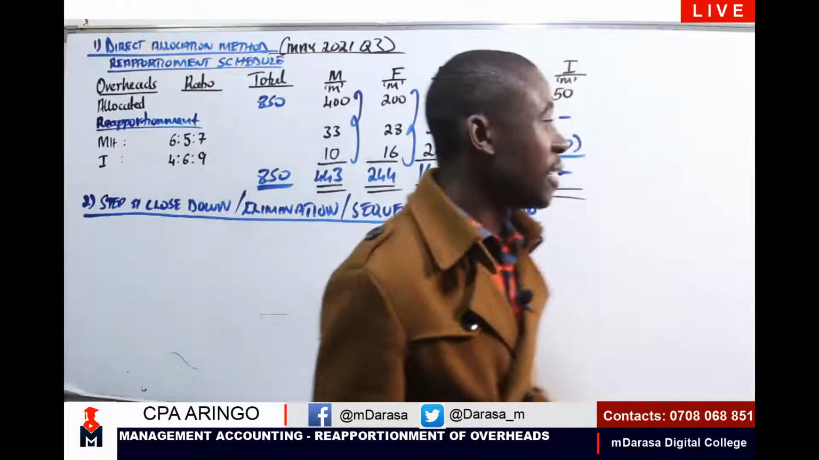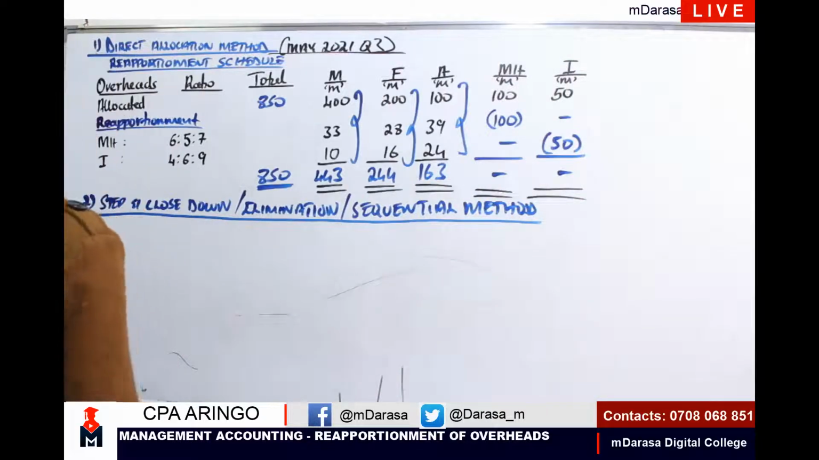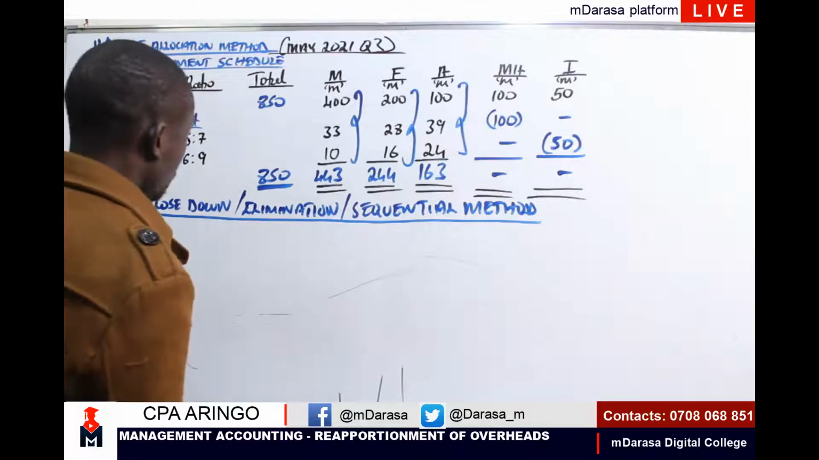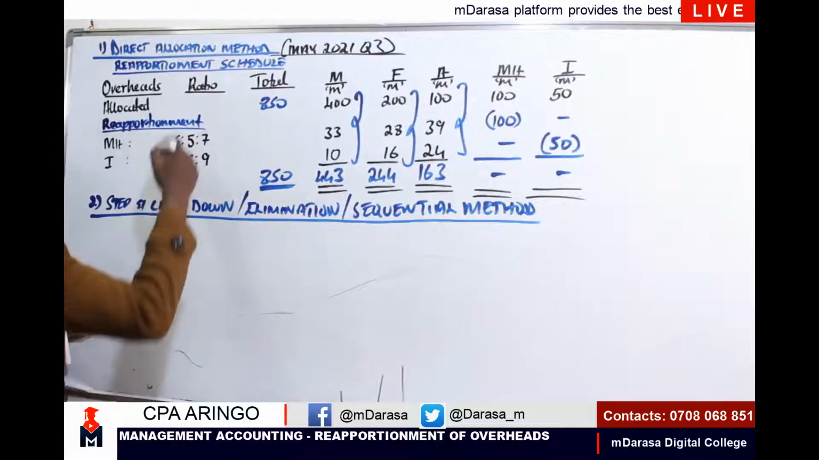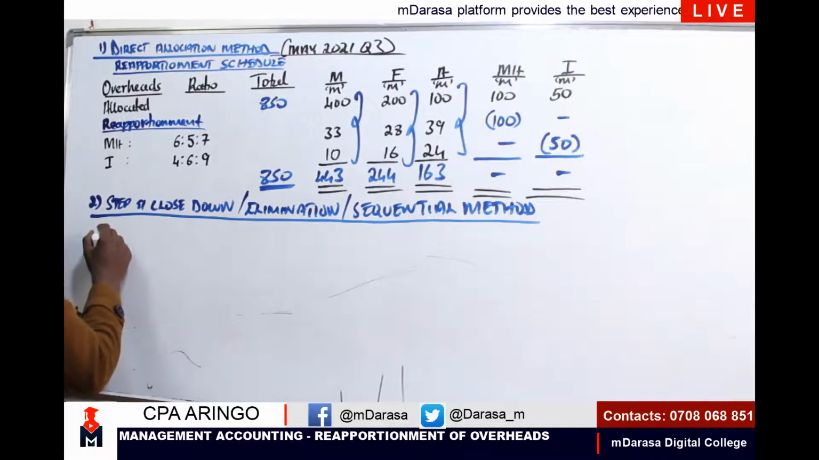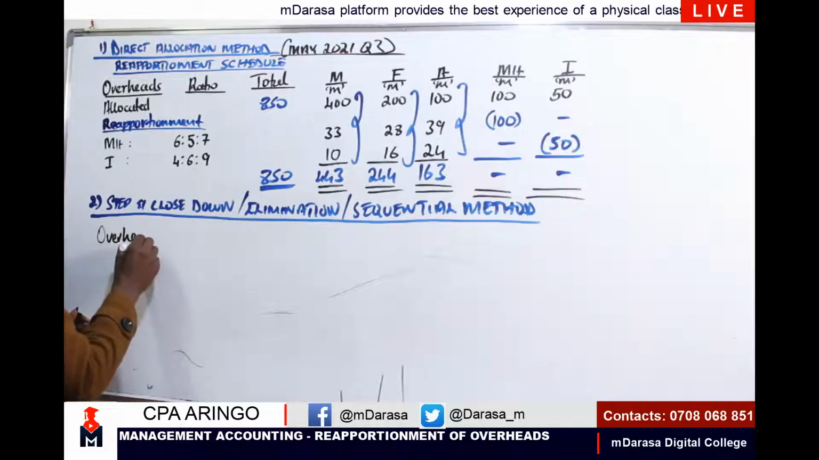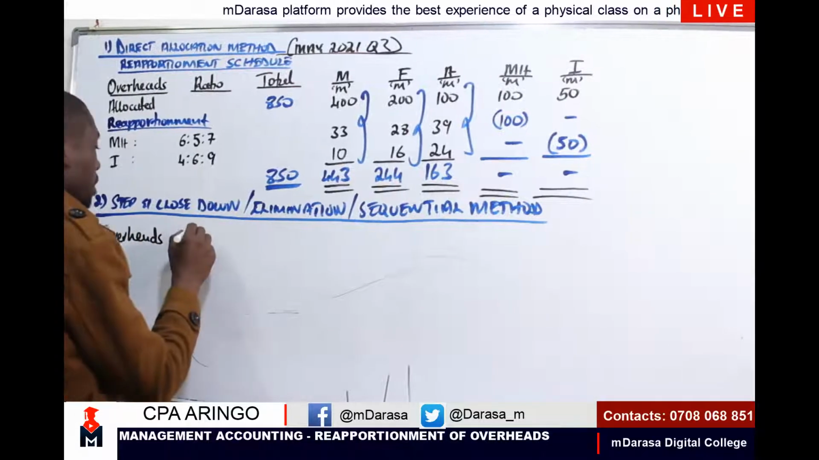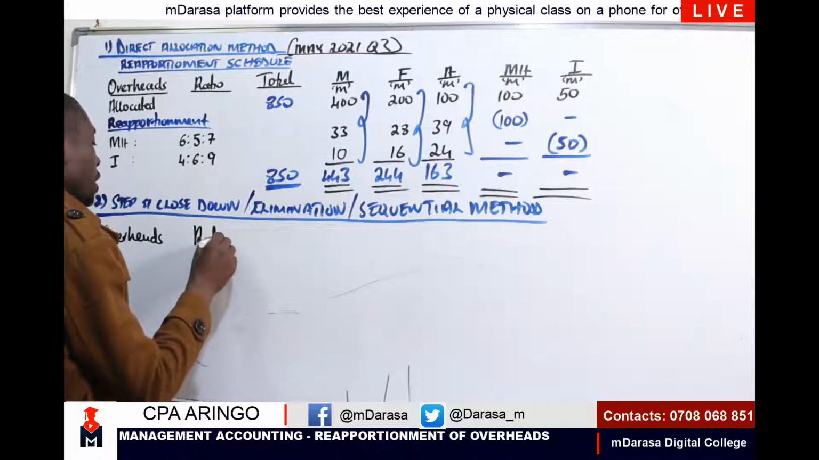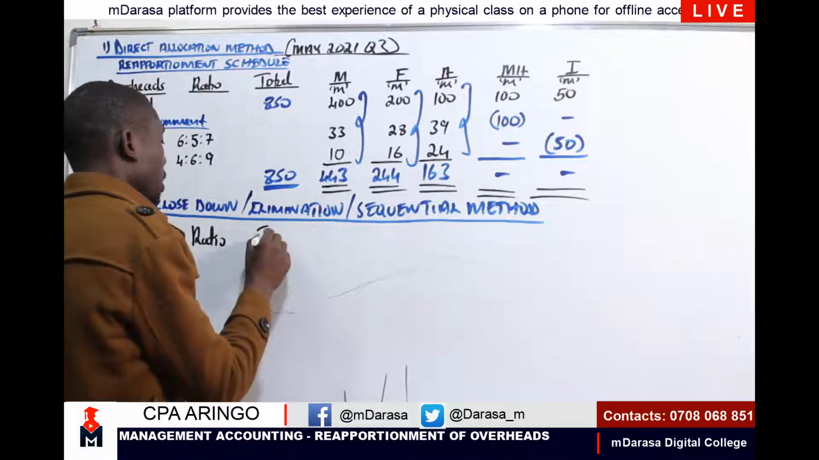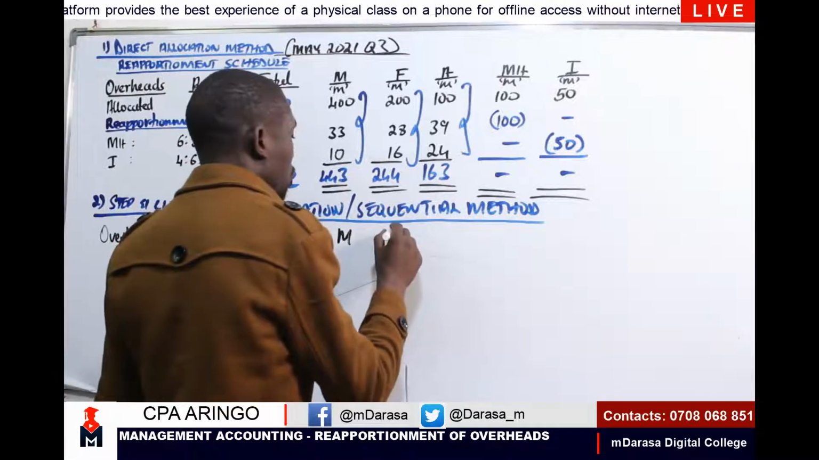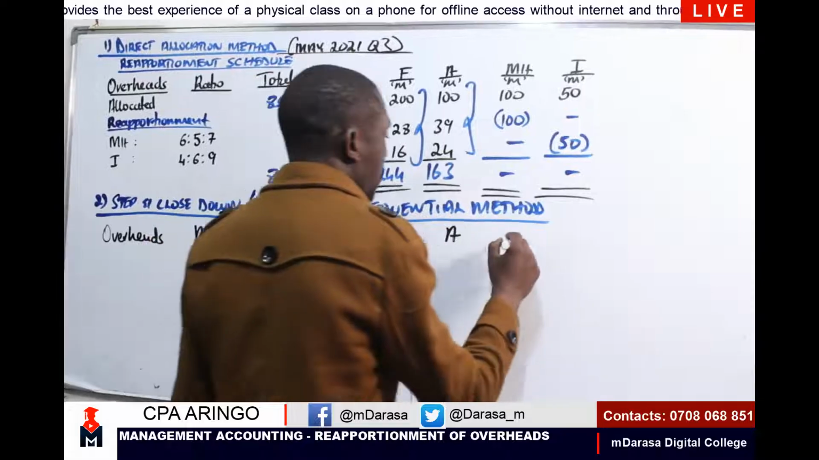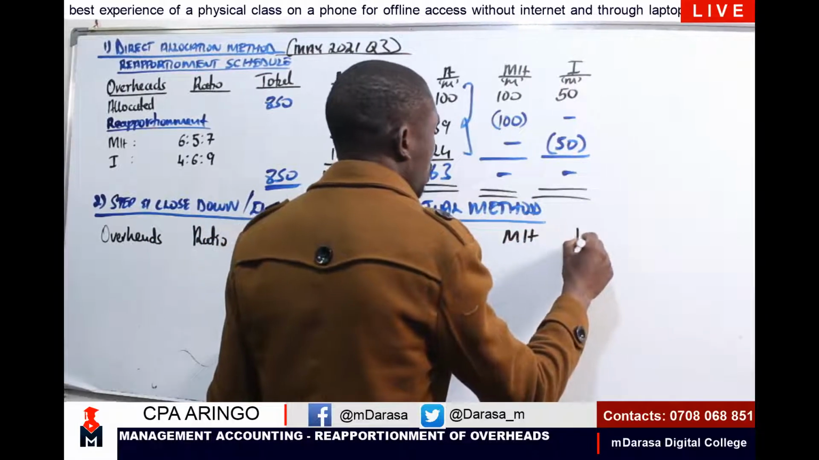The same question, I believe we had looked at it. I just take it the way it is. I'm having our overheads here. I don't want to erase the first one, that's why I'm repeating it again. I'm having our ratio at that point, and our total here. We're having machining, finishing, assembly, material handling, and inspection here.